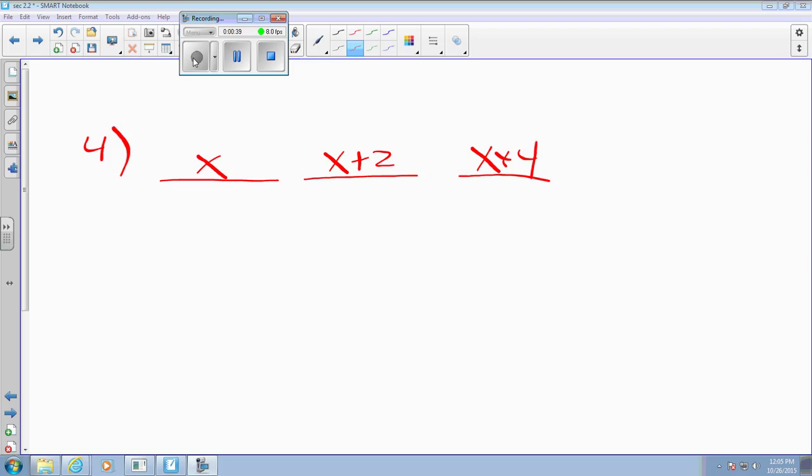So if we add them together, notice that they don't tell us what it's equal to, so they just want us to simplify. So I'm going to write the sum is x plus x plus x, which gives me 3x. 2 plus 4 is 6. So the sum of the first 3 consecutive odd integers is 3x plus 6.